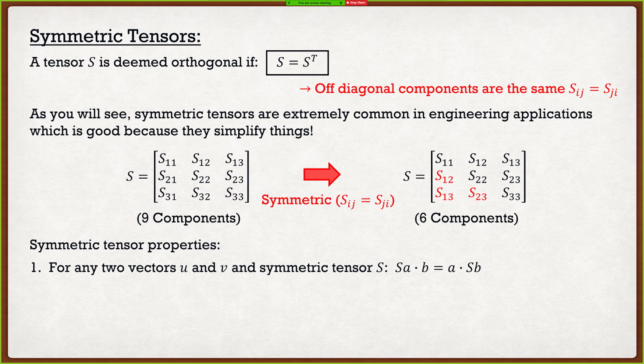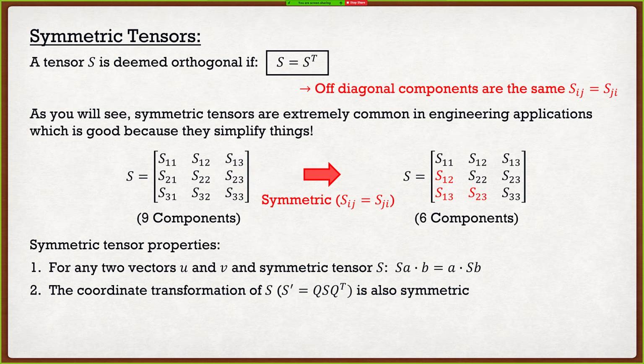For any two vectors u and v and a symmetric tensor S, SA dot B is equal to A dot SB. This is something you will see a lot in proofs, something that you don't need to worry about too much. Something that is of interest is this: the coordinate transformation of S, so S prime is equal to QSQ transpose, this is also going to be symmetric.